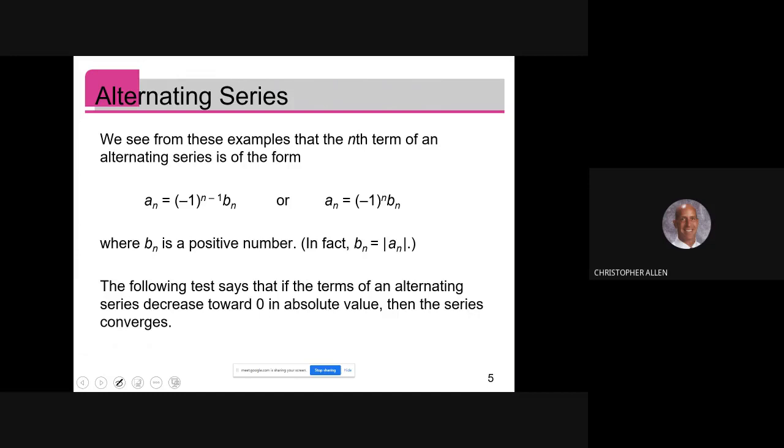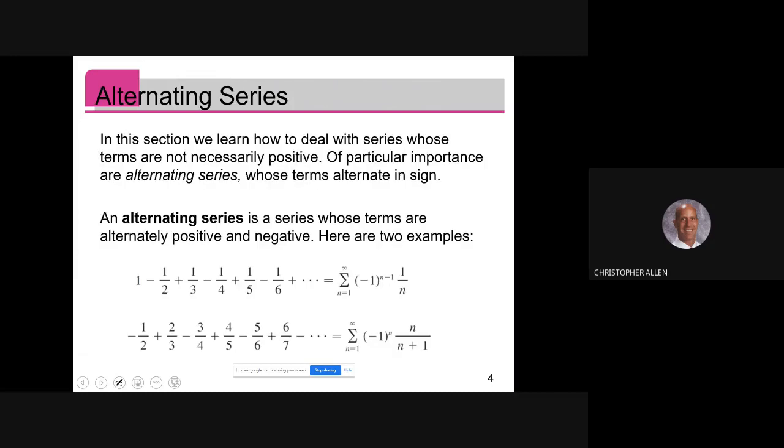We see from these examples that the nth term of the alternating series is of the form, it's either (-1)^(n-1) times b_n, or it's (-1)^n. In fact, there's actually other ways we could write it as well, where b sub n is positive numbers. So notice, if I go back to here, n is still 1, so these are going to be positive. The only thing that the (-1) to the whatever power is contributing to this is whether the term is positive or negative.